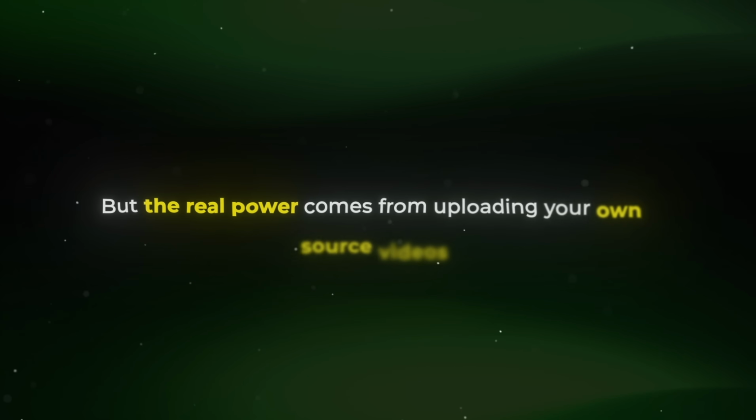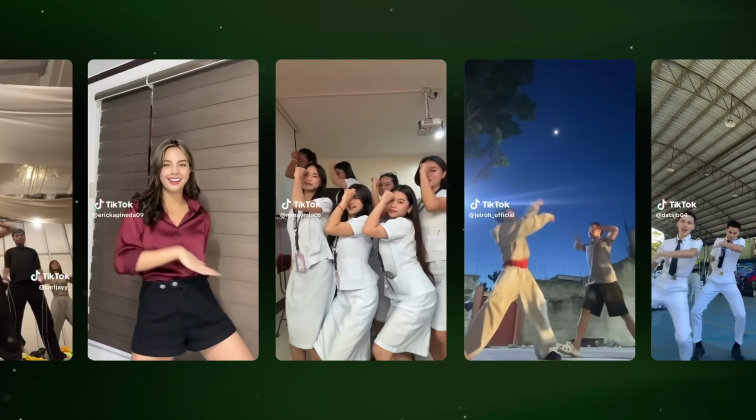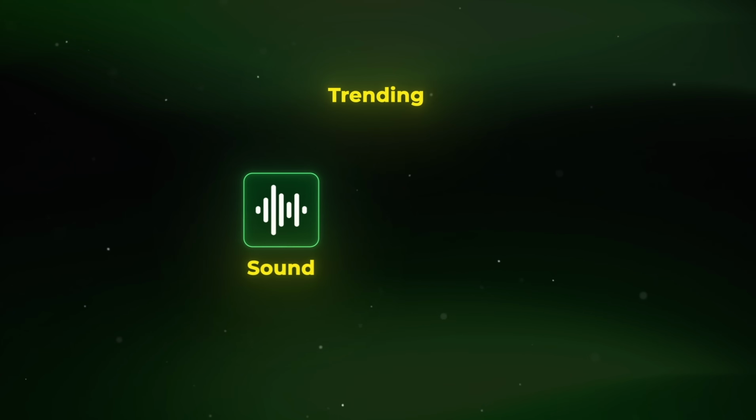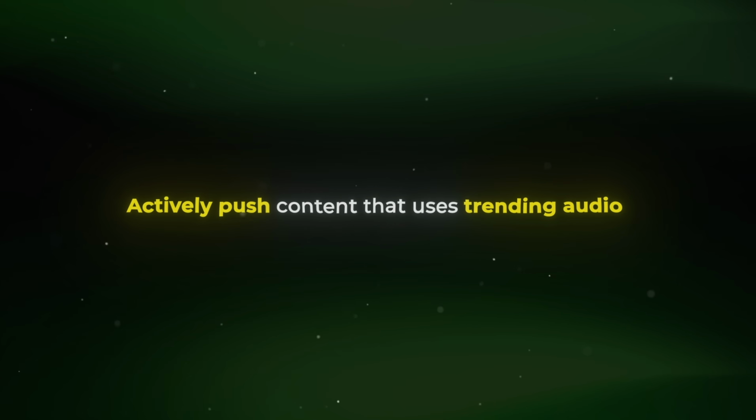But the real power comes from uploading your own source videos, which brings me to a strategy that makes going viral almost effortless. The AI influencers getting the most views aren't inventing new content formats. They're using trends that are already working. TikTok constantly has new song trends, dance trends, and format trends that blow up for a week or two and then die down. And that's perfect for AI influencers because you can generate content for any trend the moment you spot it. When you use a trending sound and a trending format, you're working with the algorithm instead of against it. TikTok and Instagram actively push content that uses trending audio because it keeps users on the platform longer. So your video isn't just competing for attention, it's being favored by the platform itself.